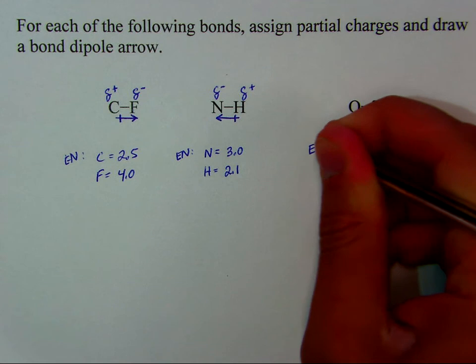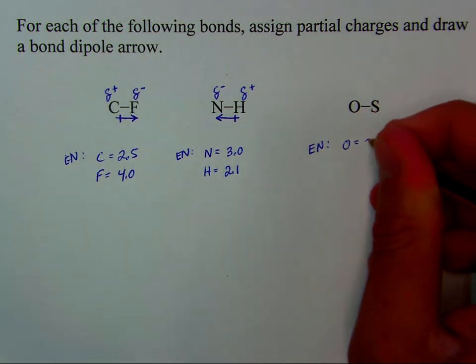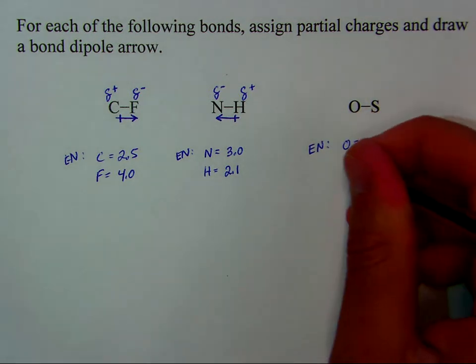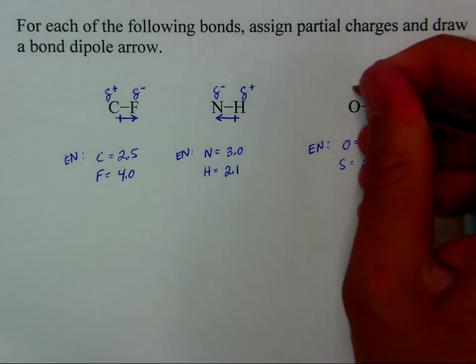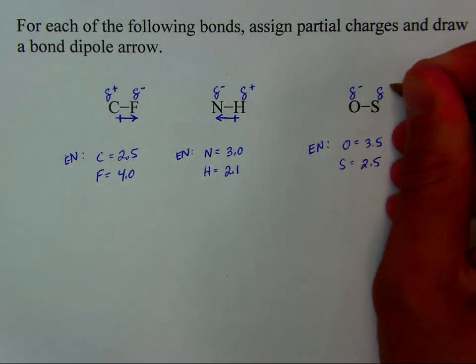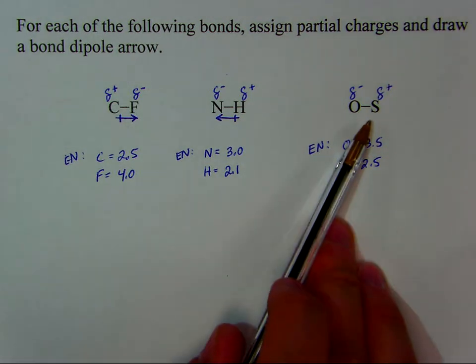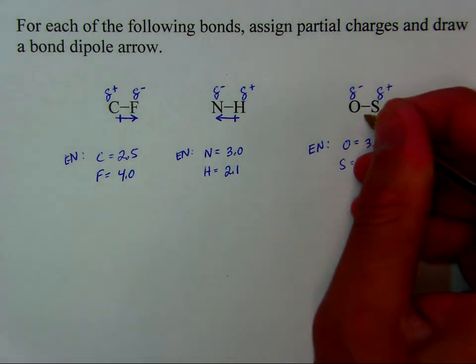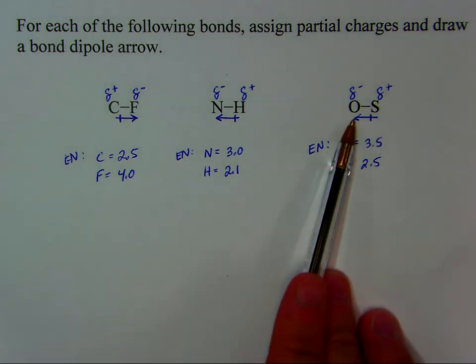Finally, look at this OS bond. Electronegativity of oxygen is equal to 3.5. Electronegativity of sulfur is 2.5. Oxygen is our electronegative atom. It gets the partial negative. Sulfur will get the partial positive. The bond dipole arrow points in the direction the electrons are being pulled in the bond, so it's going to point right to left like this, going from plus to minus.